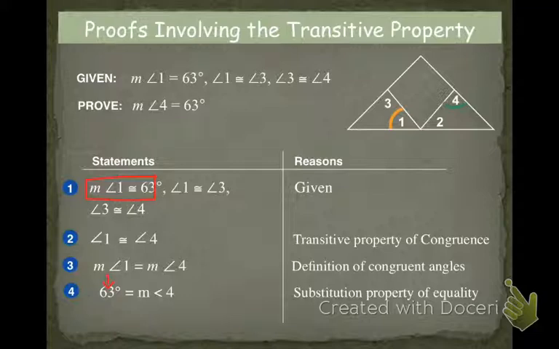But this statement is in a different form than our proof statement. So even though you might feel like we're finished with the proof, we haven't gotten our statement to look exactly like what we're trying to prove. So we're close, but we're not quite there yet. One more step, and that is to flip the two sides of the equation so that the measurement of angle 4 is equal to 63 degrees, and that's the symmetric property.